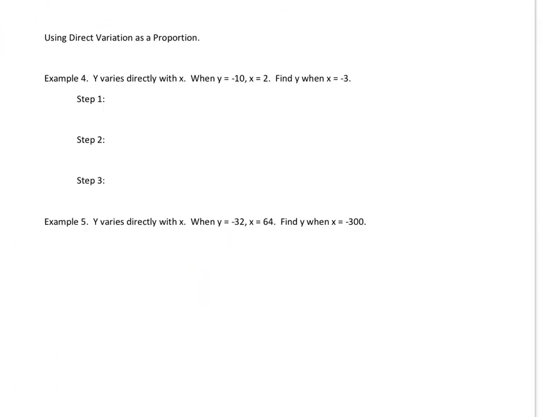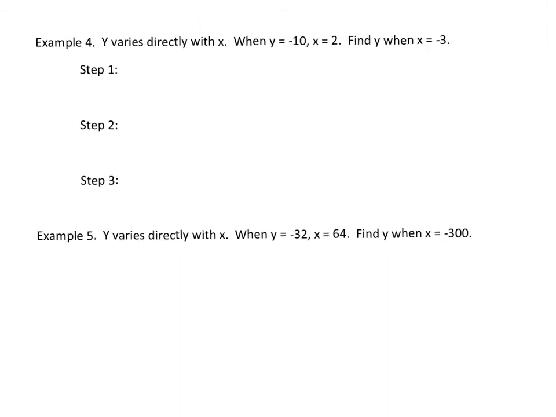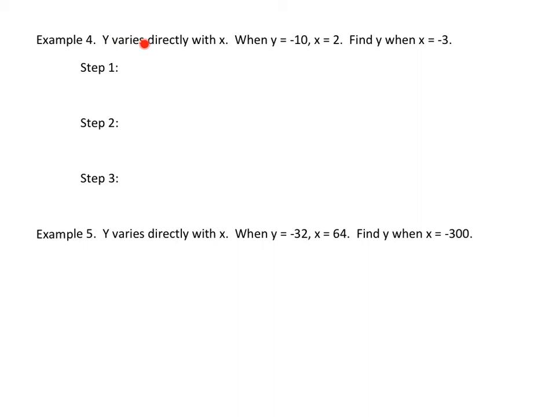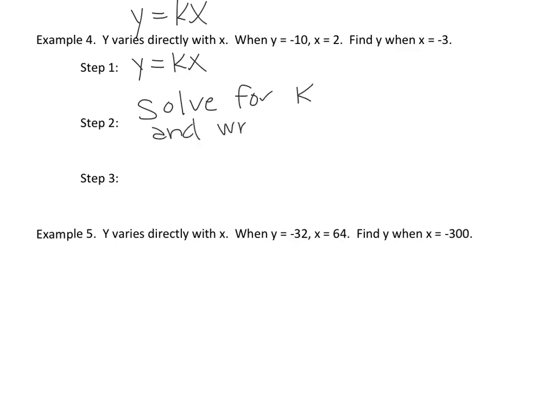So more with direct variation. So we're going to write equations with this. So you know that y varies directly with x. If y varies directly with x, you can automatically write an equation, y equals kx. So step 1, you're going to write the equation, y equals kx. Step 2, you're going to solve for k. And write the equation y equals blank x.